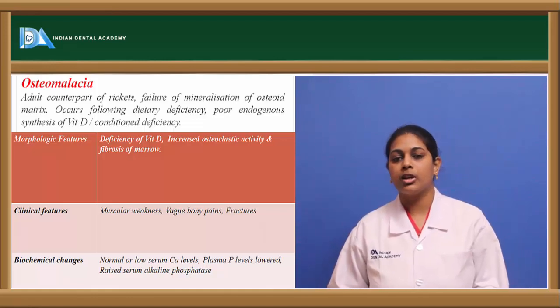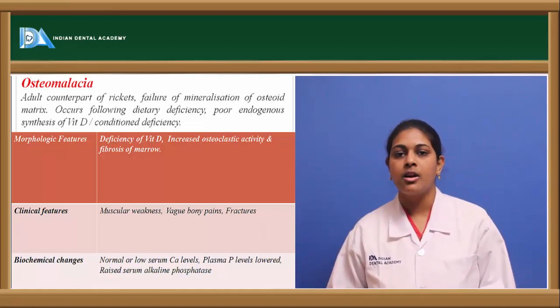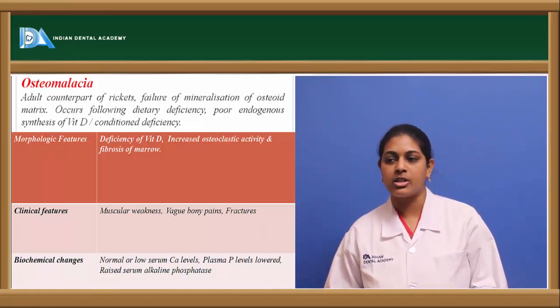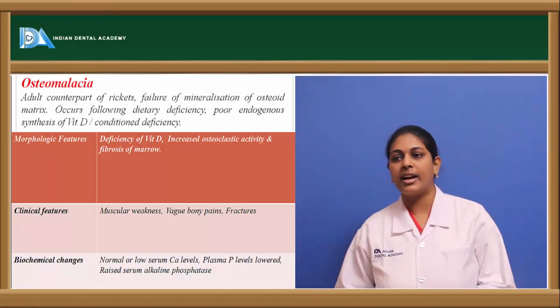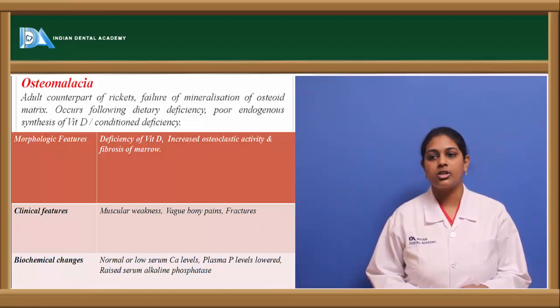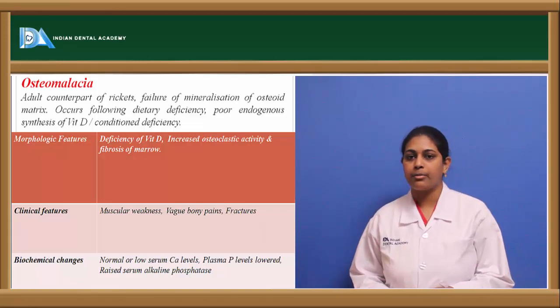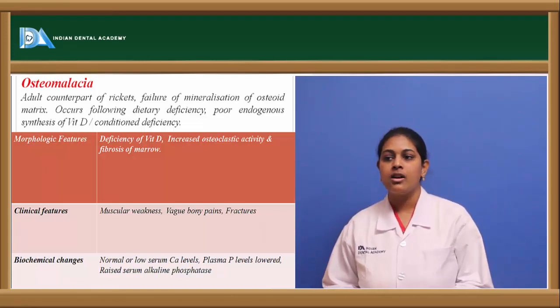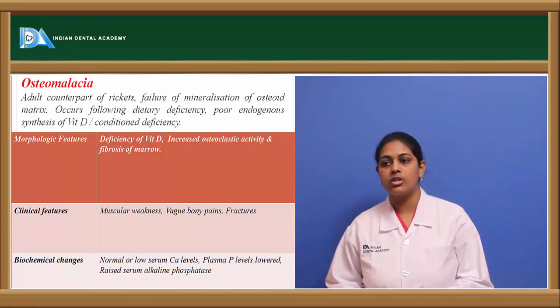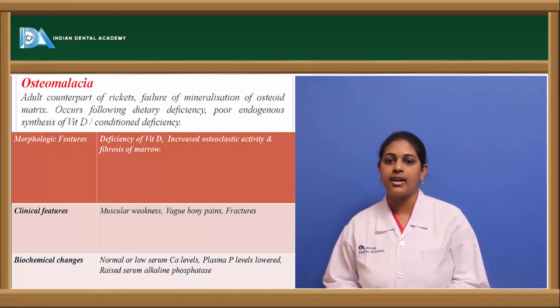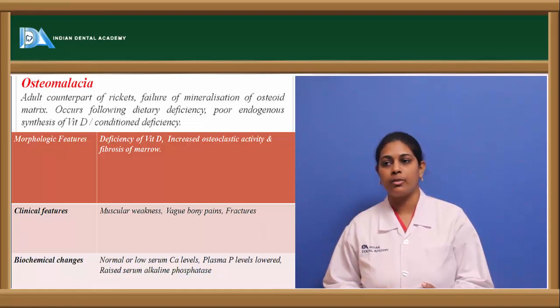Coming to the clinical features, what manifests in the patient is muscular weakness, vague bony pains, fractures which occur in cases of trivial trauma, incomplete or greenstick fractures, and also the presence of looser zones, otherwise called pseudo fractures, which are present at weak places in the bone. These are certain clinical features which are seen in osteomalacia.